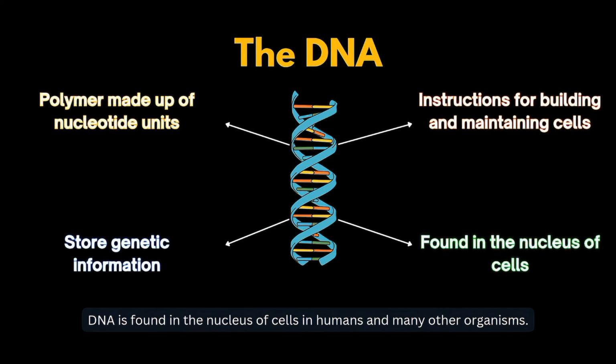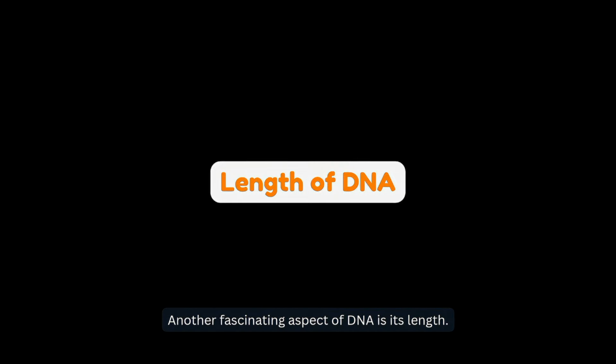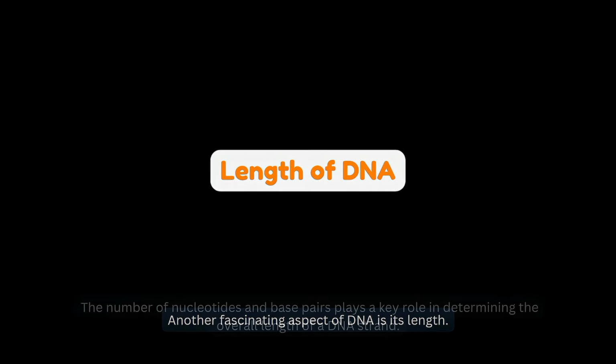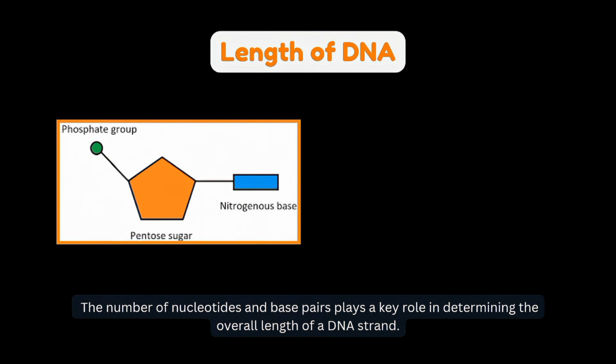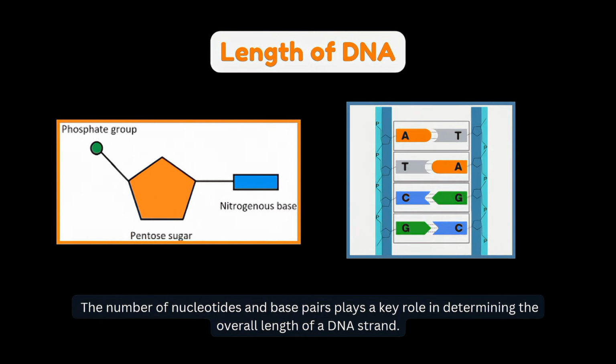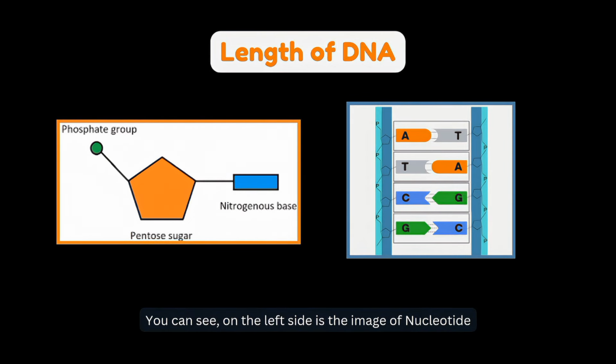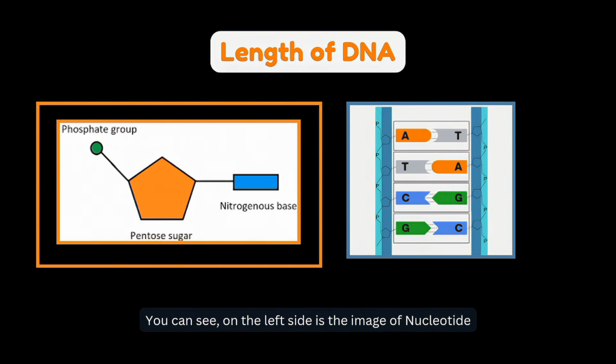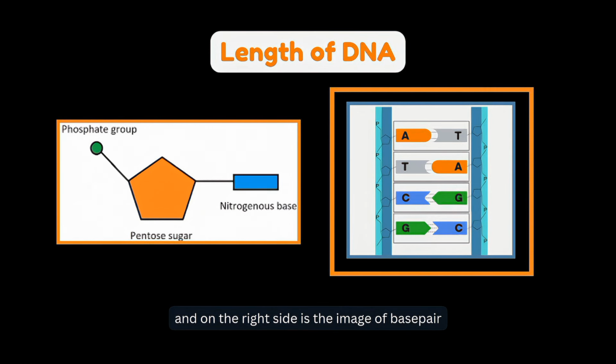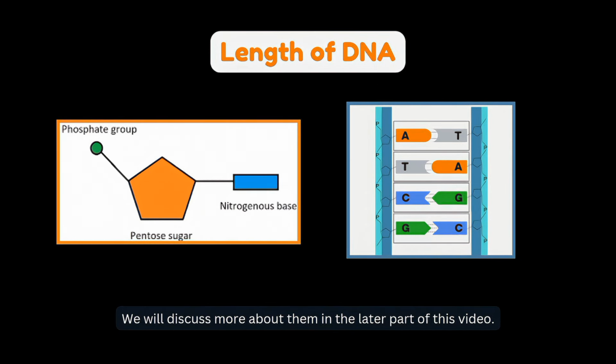DNA is found in the nucleus of cells in humans and many other organisms. Length of DNA. Another fascinating aspect of DNA is its length. The number of nucleotides and base pairs plays a key role in determining the overall length of a DNA strand. You can see on the left side is the image of a nucleotide and on the right side is the image of a base pair. We will discuss more about them in the later part of this video.